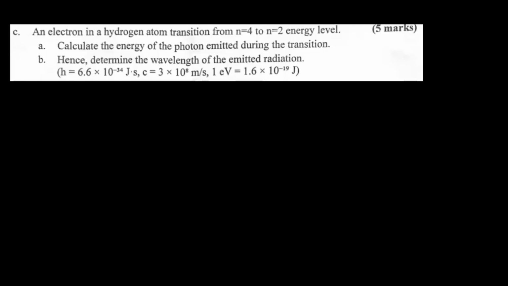An electron in a hydrogen atom transitions from n equals 4 to n equals 2 energy level. A. Calculate the energy of the photon emitted during the transition. And B. Determine the wavelength of the emitted radiation.